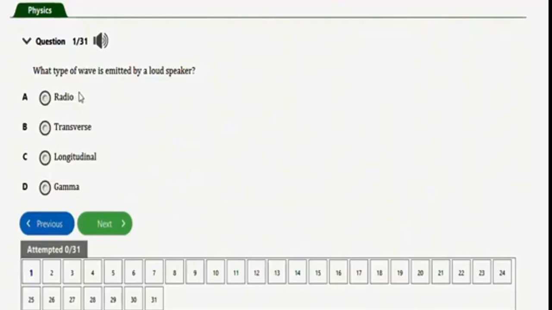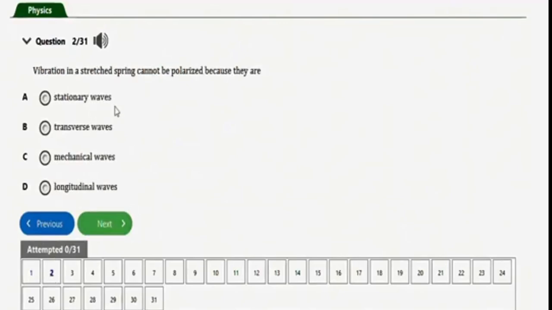We have option A, radio, option B, transverse, option C, longitudinal, option D, gamma. So guys, the correct answer to this question is option C, which is longitudinal wave. Alright, so that's it for this question, longitudinal wave. Let's go to the next question, which is this one.